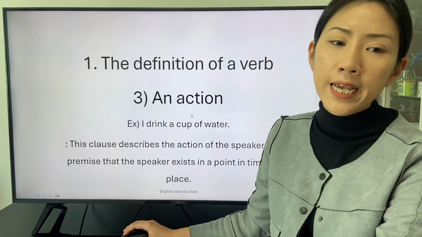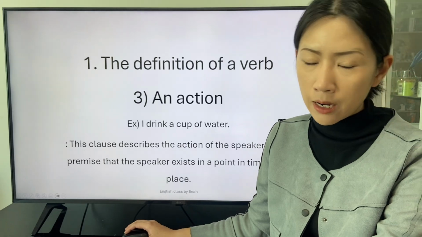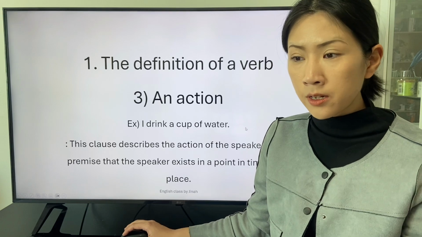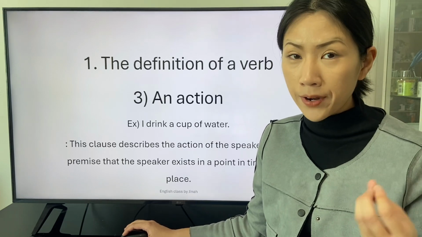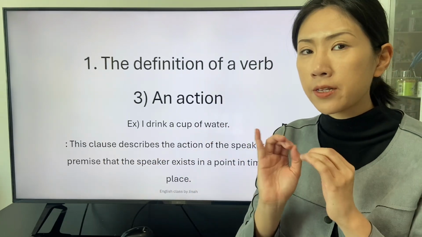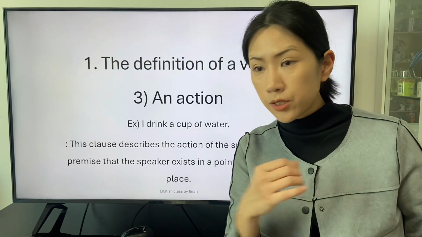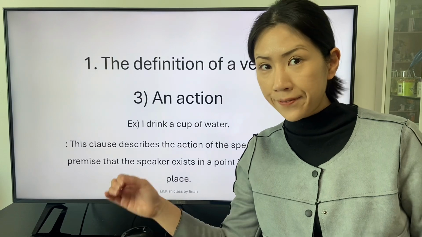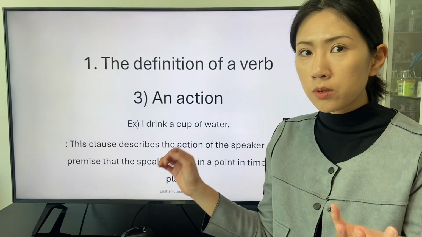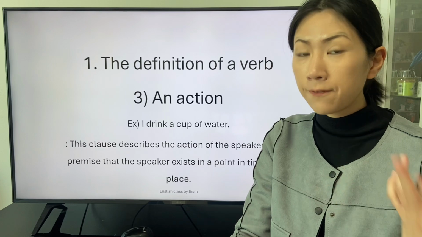This clause describes the action of the speaker on the premise that the speaker exists in a point in time and a place. We can figure out that the definition of the transitive verb drink is conveyed to an object indicated by the phrase of a noun, a cup of water. With the transition of the definition of the transitive verb to the object, the intention of the speaker in this clause is fully conveyed.